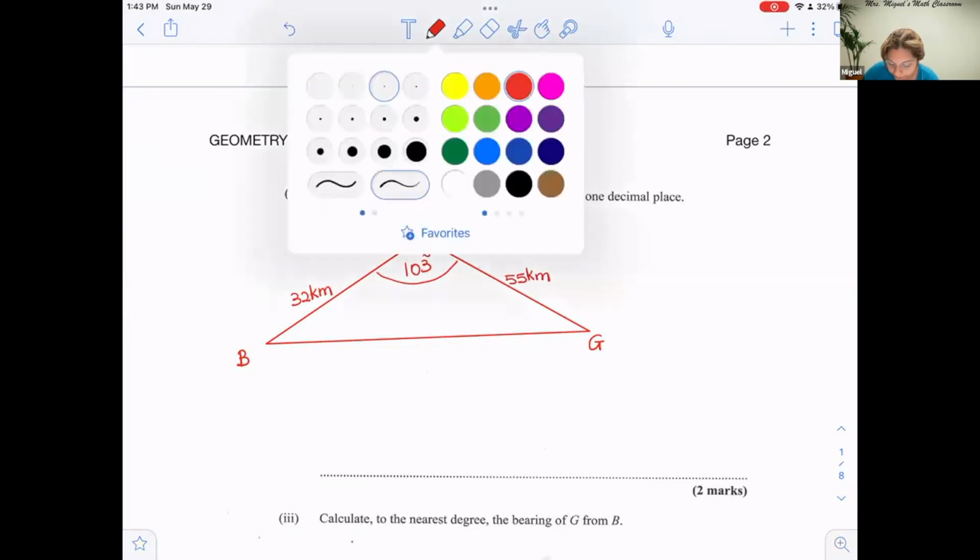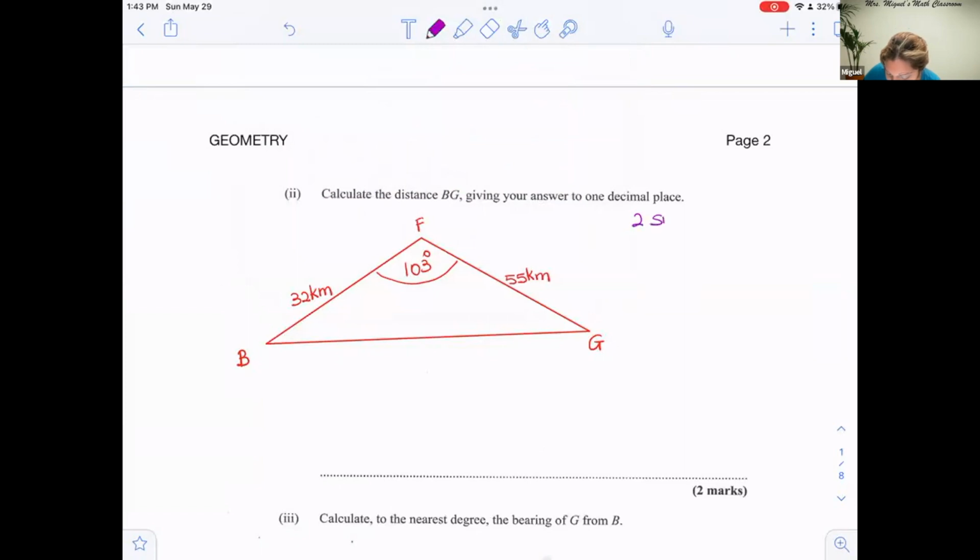And next, we have two sides and the included angle. So this tells us that we are going to use the cosine rule. The cosine rule is in the front cover of your mathematics booklet. For those of you who have the booklet, you can check it. If you can't remember the cosine rule, that's fine. It is there for you in the booklet.